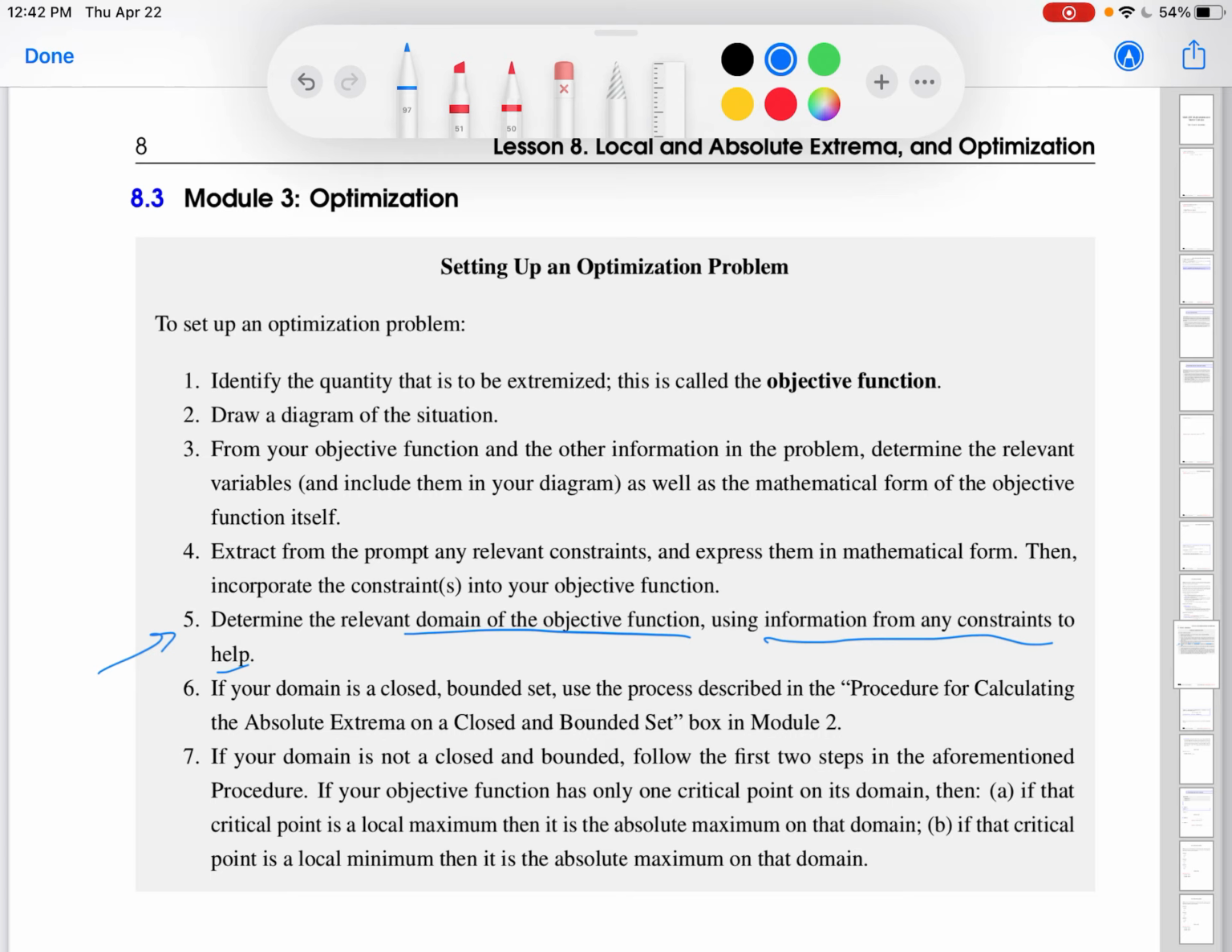So use the real world context, use information from the constraints. If your constraints are of the form, for example, x plus y equals 1, well then that tells you that you are looking only at points along the line y equals 1 minus x, right? So we'll see in a minute how we incorporate those constraints. But the idea being that you really want to use a combination of information from the constraints and from the context of the problem to help you determine the domain.